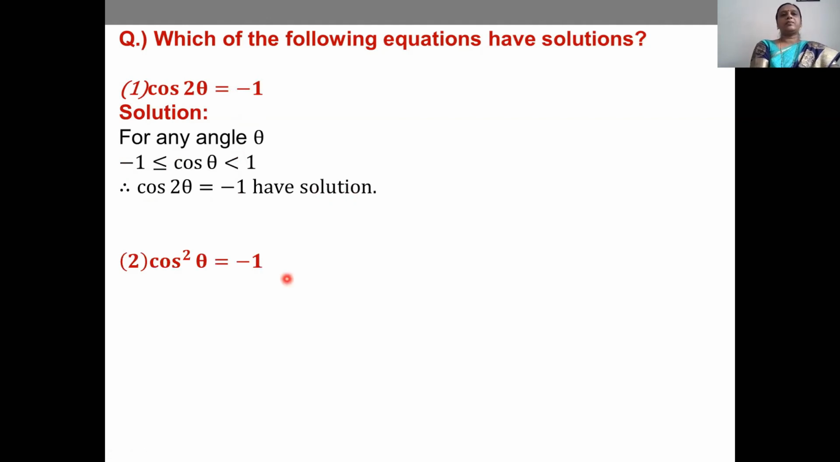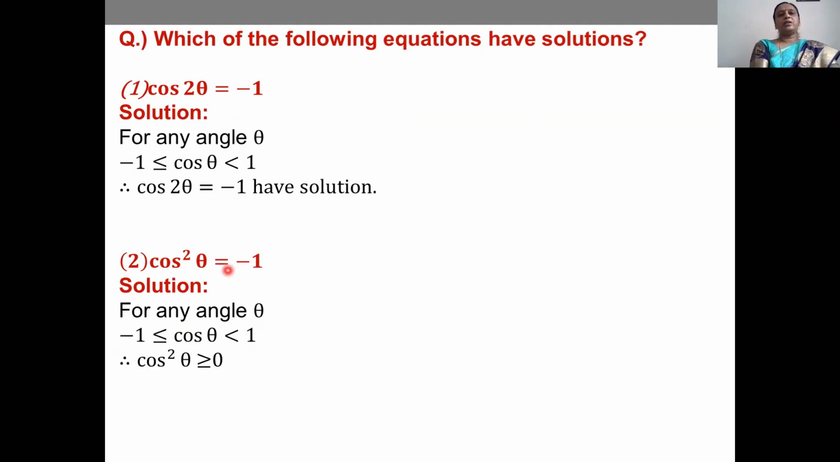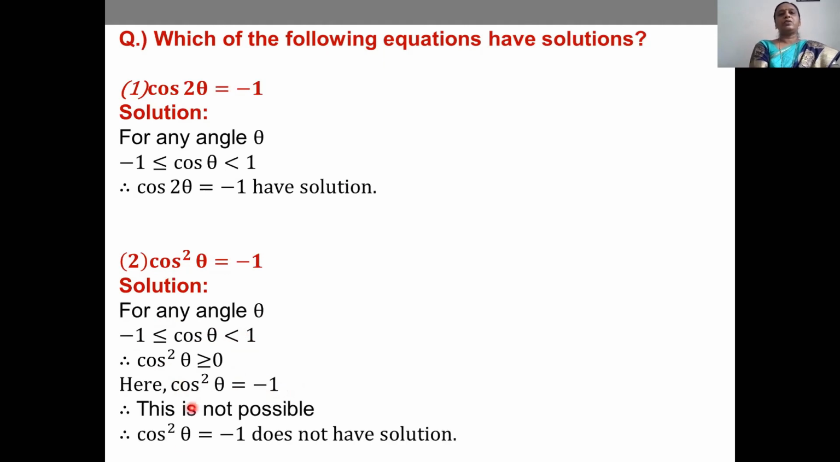Let's consider the next example. Cos square theta is equal to minus 1. Again, for any angle, the value of cos theta lies in the interval minus 1 to 1. If the value of cos theta is 1 or minus 1, if we take its square, then that will always be positive. If cos theta has a negative or positive value, if we take its square, that will always be positive. But here, cos square theta is minus 1, and you know that the square of any number is always positive. Therefore, this is not possible. Therefore, cos square theta equal to minus 1 does not have a solution.